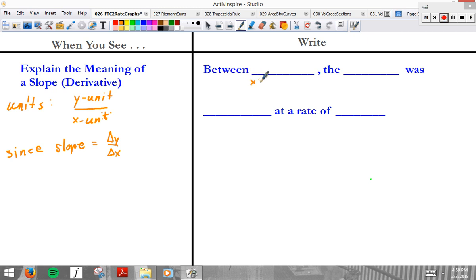So between the x range, the y meaning was increasing or decreasing at a rate of, and this should always be the absolute value of the slope, the value of the slope, or the absolute value of the derivative.